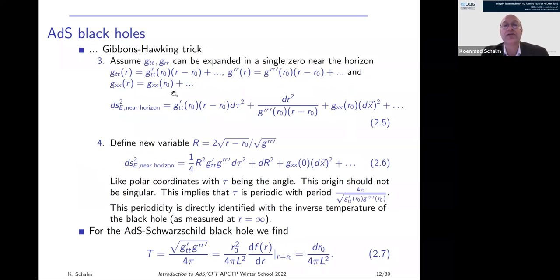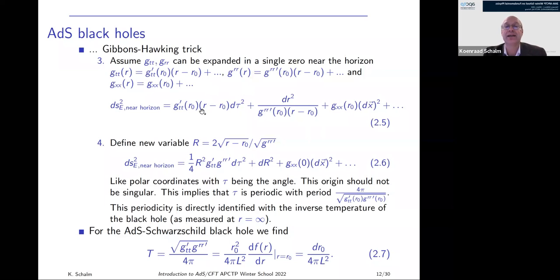Now you assume that you have a black hole metric. So there's a single 0 in g_tt near the horizon, and there's a single 0 in the inverse g_rr. Okay, and g_xx is regular at the horizon. So you expand the metric components like this, and you zoom in on the near horizon metric.